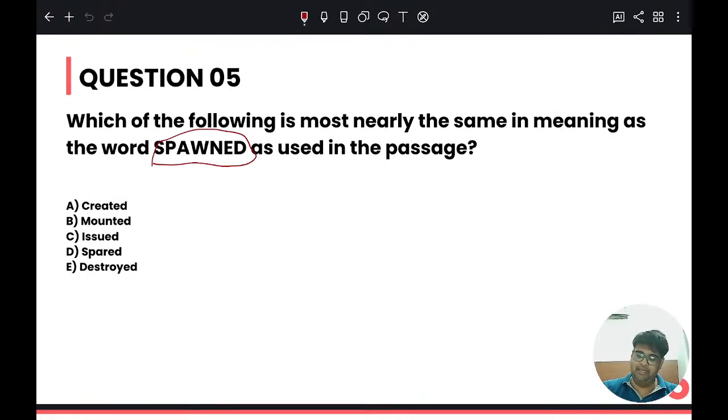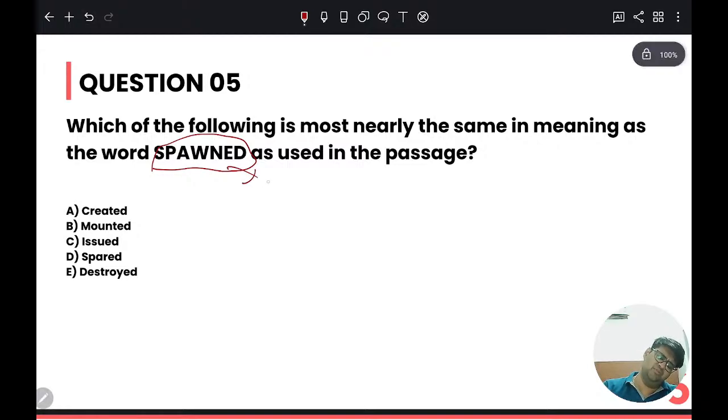Which of the following nearly means spawn? Spawn means to create or to produce. Created. Mounted. Mounting means to put on something, to mount a backpack or to mount a sandal. No. Issued. To issue an order. No. Sprayed. No. Destroyed. No. It's created only. Spawned the wings of the Great Revolution means created the wings of the Great Revolution. That only means created or produced.